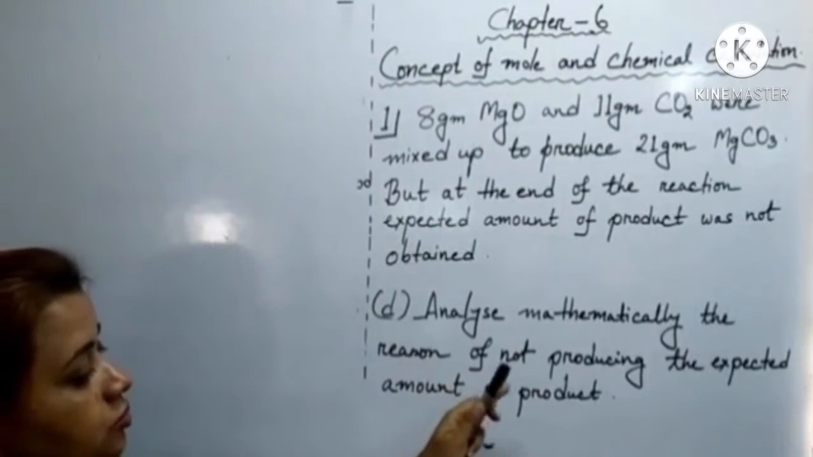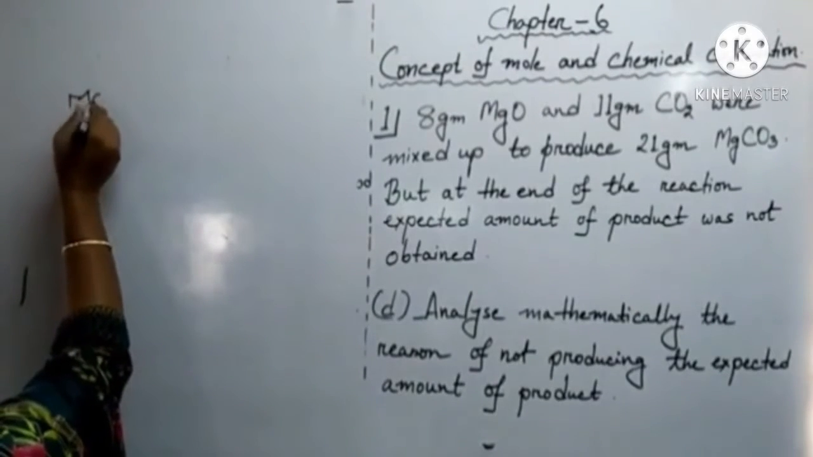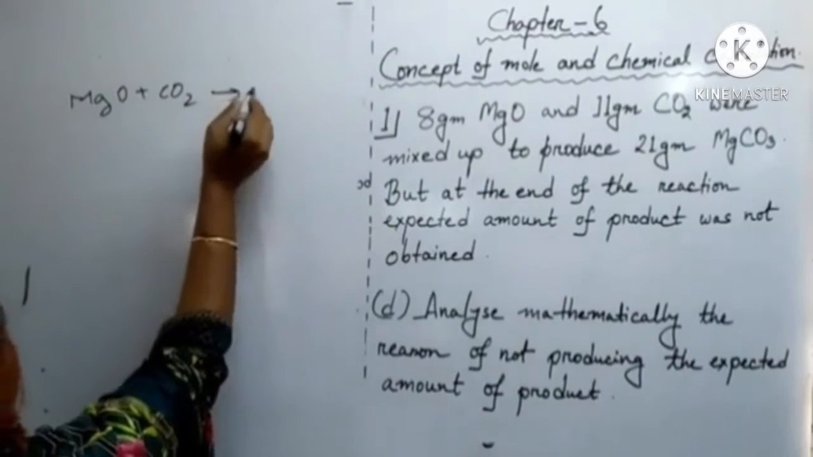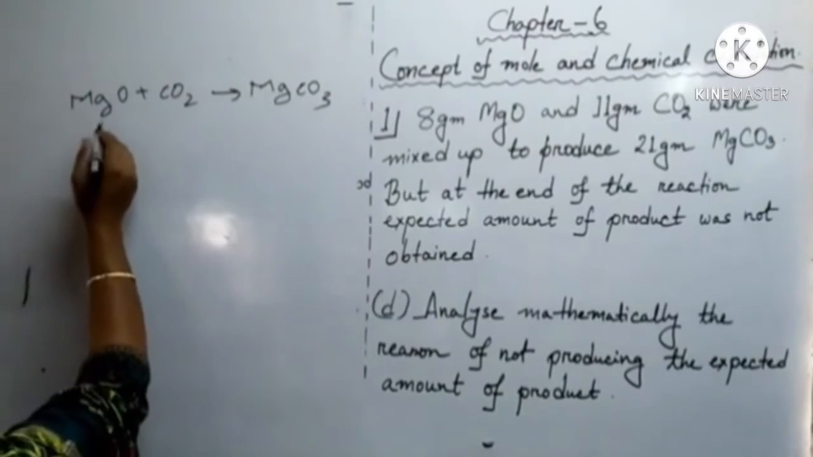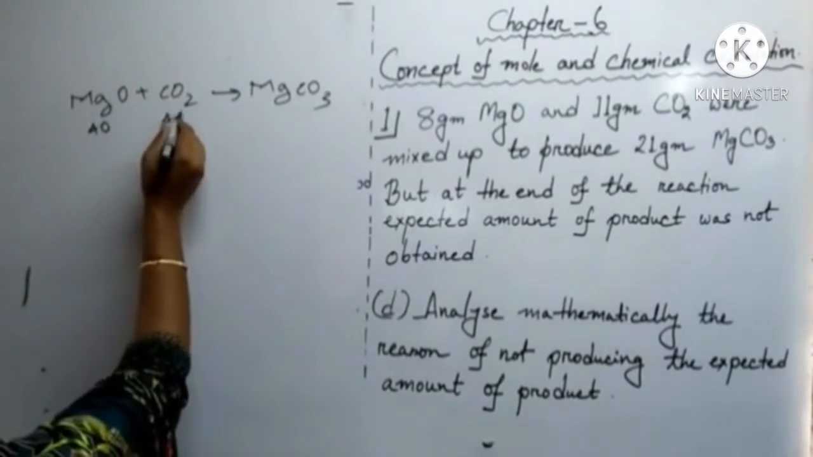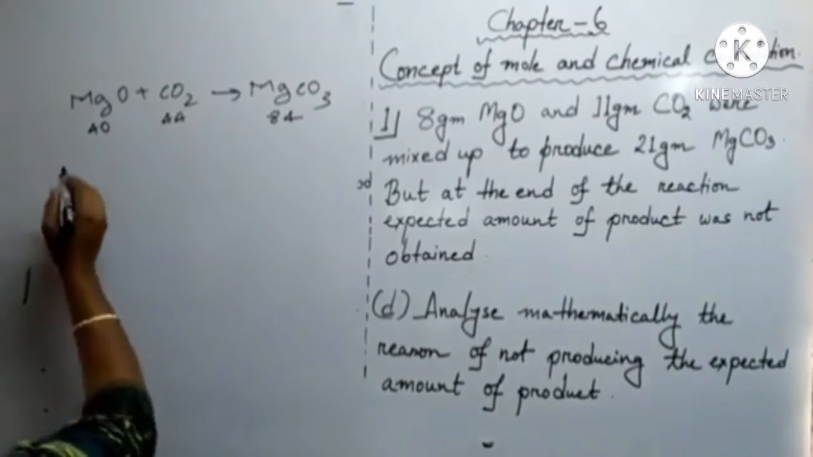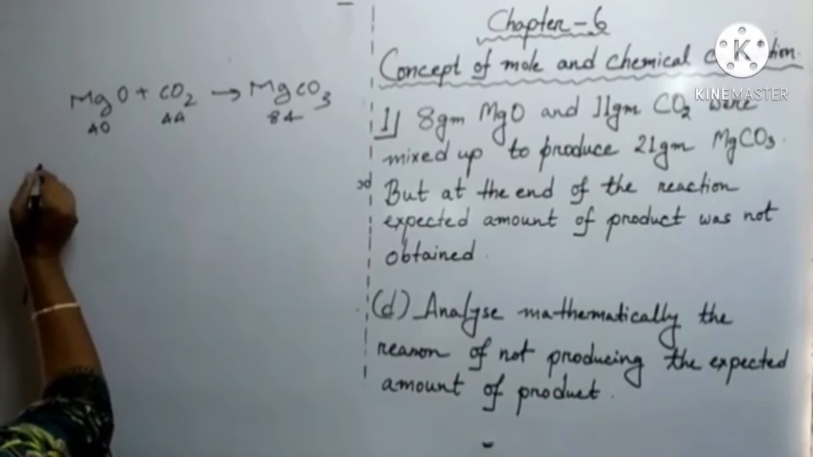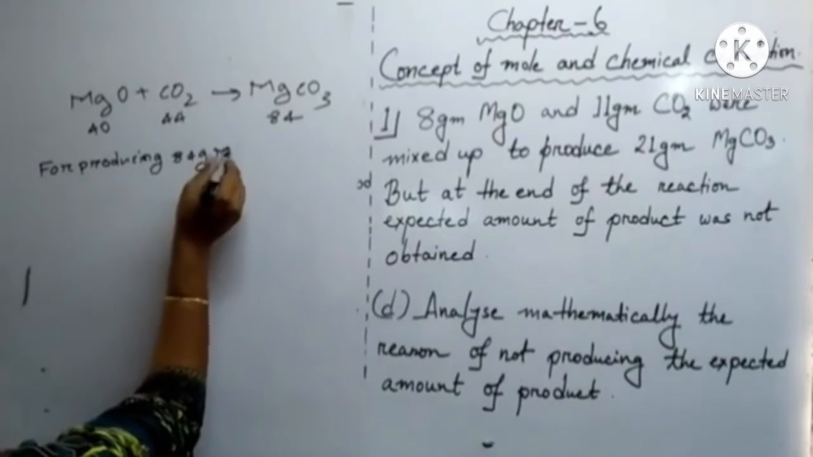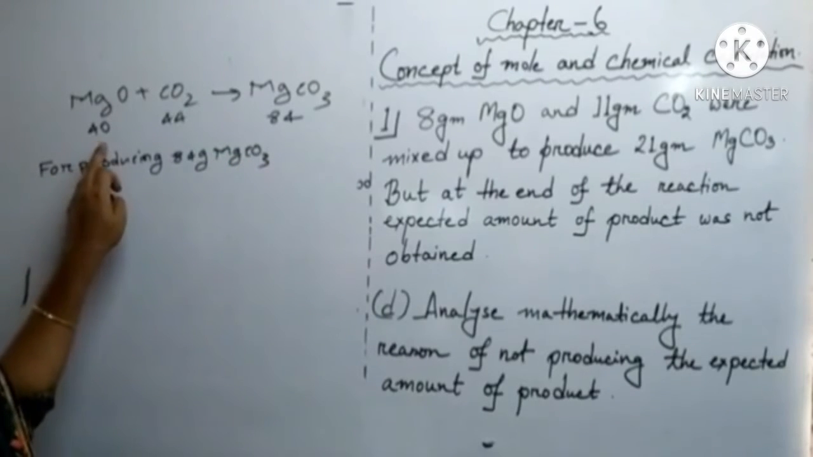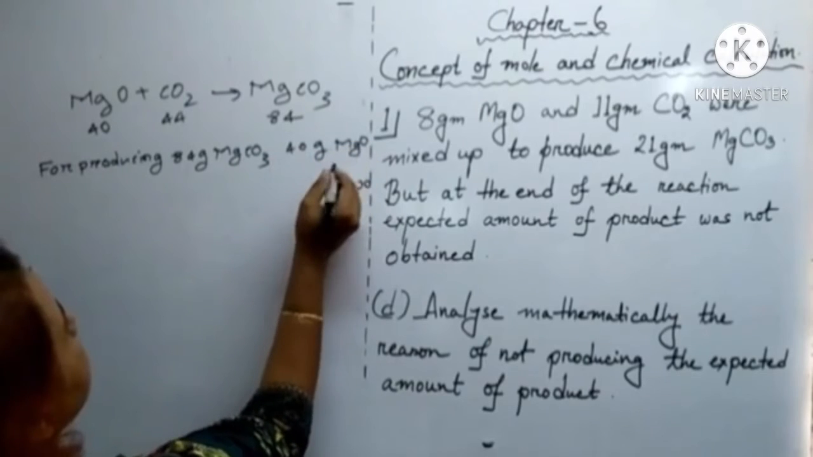Analyze mathematically the reason for not producing the expected amount of product. At first you have to show the reaction. The reaction is magnesium oxide plus carbon dioxide is equal to magnesium carbonate. Here the mass of magnesium oxide is 40, carbon dioxide 44, and this one is 84. So for producing 84 gram magnesium carbonate, how much magnesium oxide is needed? 40 gram magnesium oxide is needed.